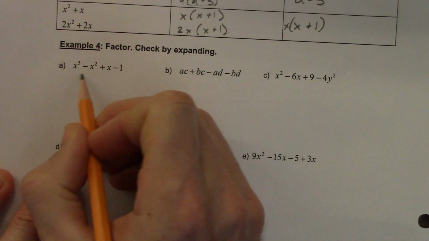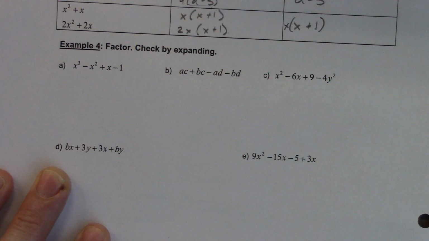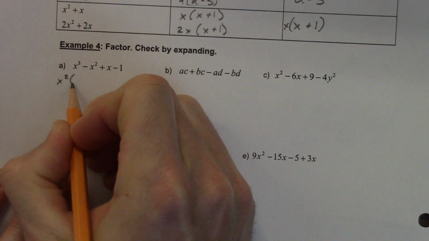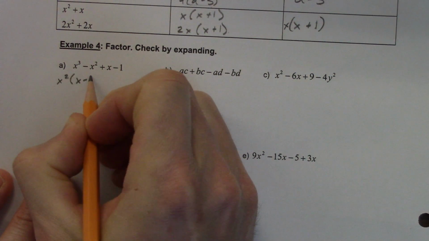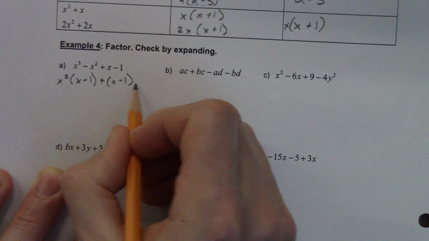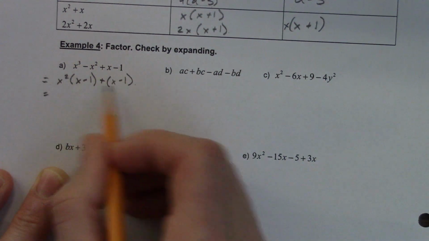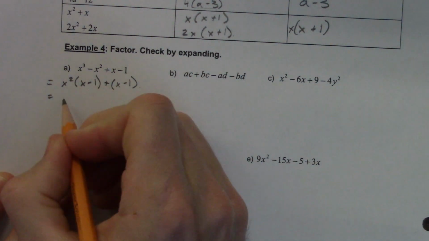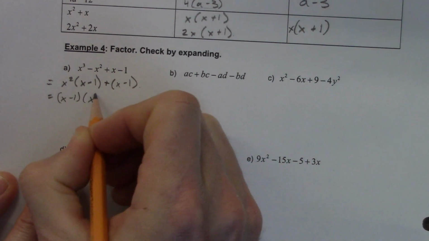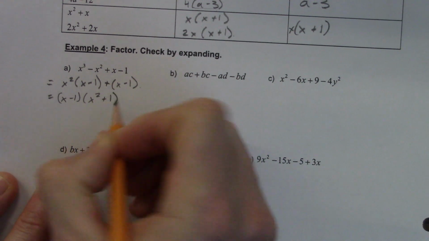So here we have 4. We want to factor the first two terms to get x minus 1. And then we have that second term, x minus 1. So now we have two factors that are common. So we can take out x minus 1, and we're left with x squared plus 1.